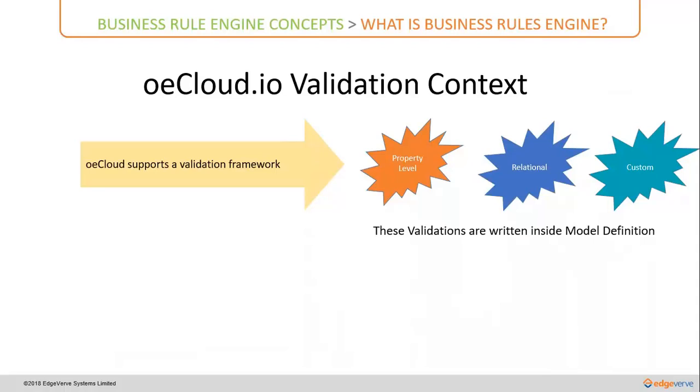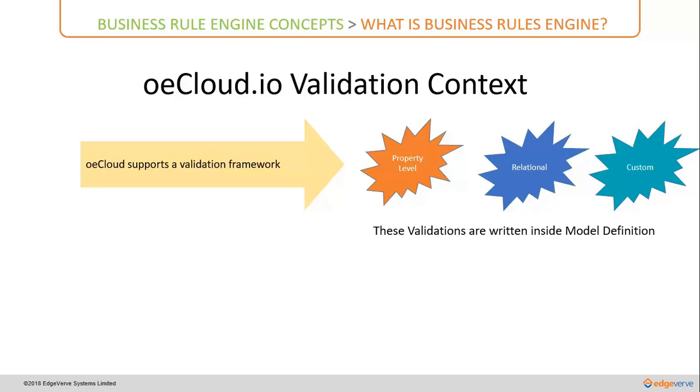So as part of this, validations can be attached at a property level. Validations can also be attached between two or more models where we establish a relational context for these models. And we can also write our own custom validations using an expression language. But essentially all these validations are written inside the model definition, so therefore there is a tight coupling between the validation section and the model itself.